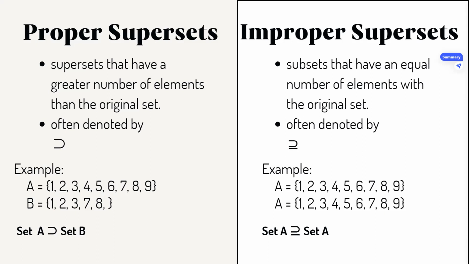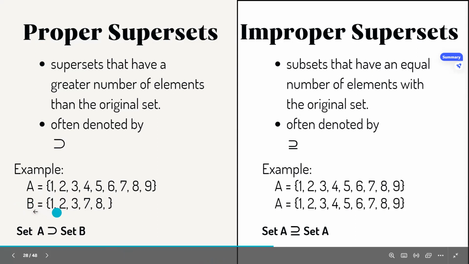So first, let us look into the proper supersets. These are supersets that have a greater number of elements than the original set, and it is often denoted by this symbol. For example, set A has the elements 1, 2, 3, 4, 5, 6, 7, 8, 9, and set B has the elements 1, 2, 3, 7, and 8. Therefore, set A is a proper superset of set B.